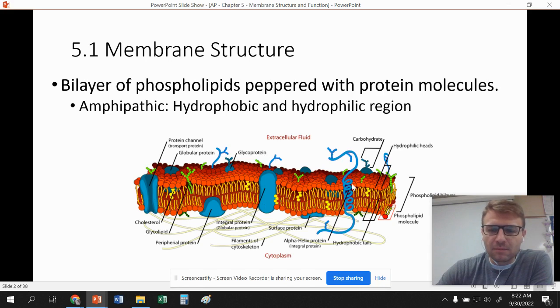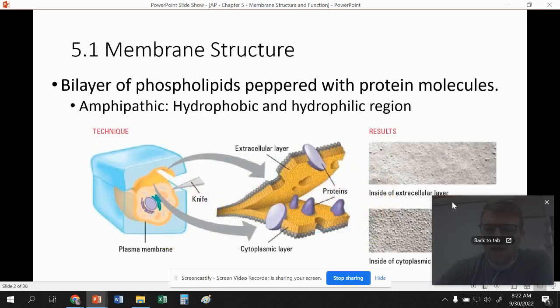These blue portions here are the membrane proteins, and they can span the whole cell membrane, or they can span just half the cell membrane here. And we're going to be talking more about that here in a little bit.